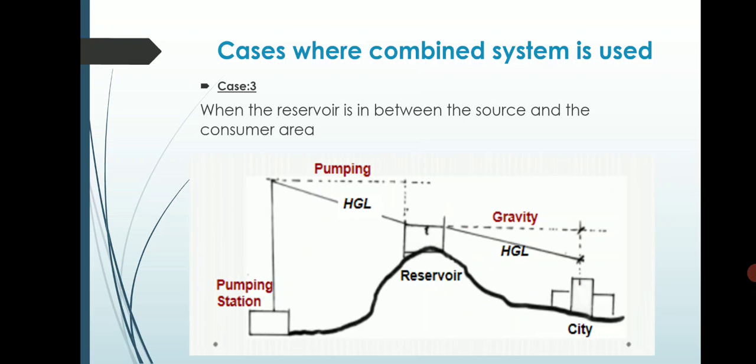Okay, now moving forward to case 3, when the reservoir is between the source and the consumer area. Here we can see that a reservoir is at the top elevation of that area. From the source, the water goes by pumping to the reservoir. The water is stored here, and then it goes to the city by gravity. So it is a combined system.